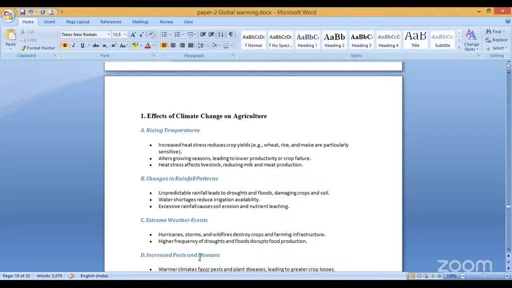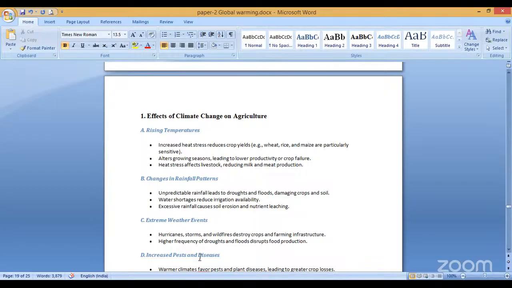Example, wheat production, rice production, and maize are particularly sensitive to heat. That's why maize crops are harvested in the month of January. January, the winter season, has the favorable conditions for maize. At that time only we can enjoy the taste of maize and its proteins. That is a very good food. It is rich in fiber and proteins.